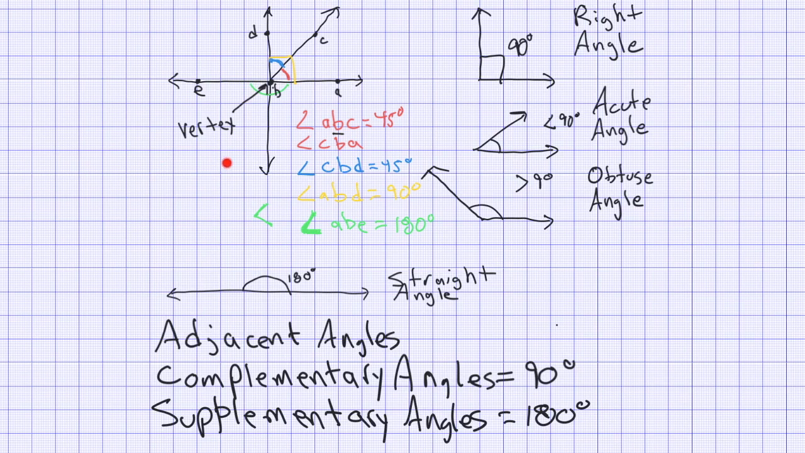And then I want you to remember the vertex, which is the point in which the angle, it's like the angle corner. It's where those two rays, line segments, or lines meet. Okay, that is called the vertex.